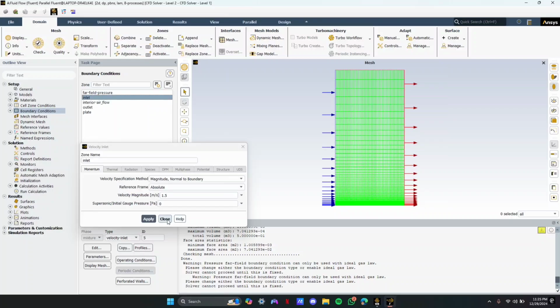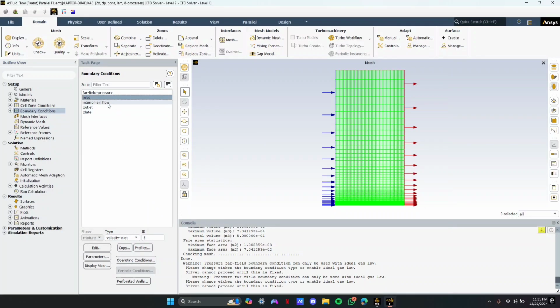The purpose of the velocity inlet: the velocity inlet sets the flow entering the domain at 2 m/s, perpendicular to the boundary. This defines the speed and direction of the fluid. It helps Fluent calculate flow properties like velocity, pressure, and turbulence across the domain.